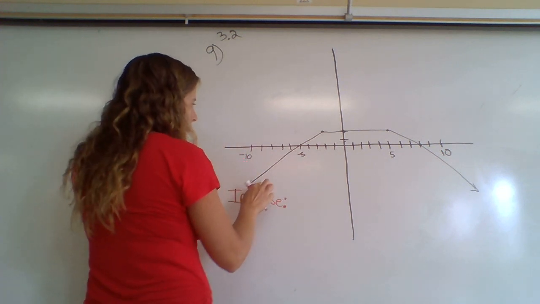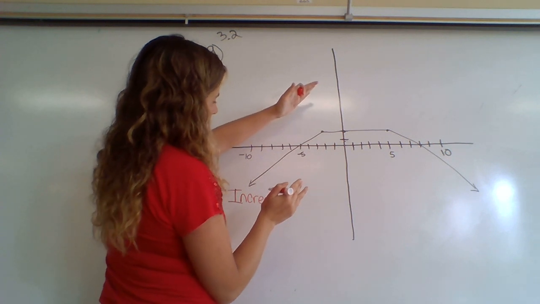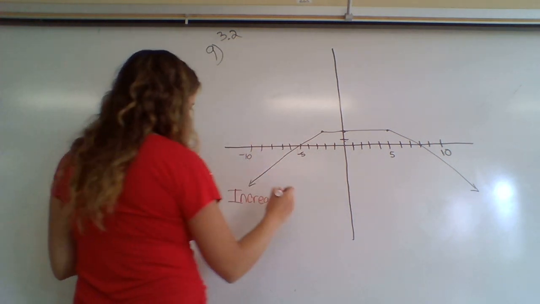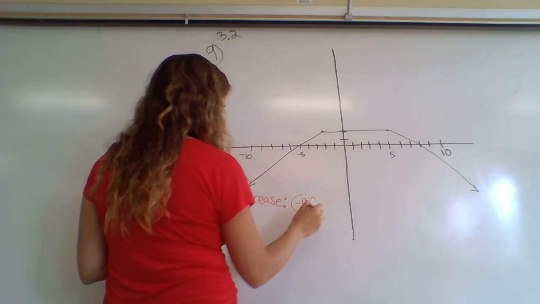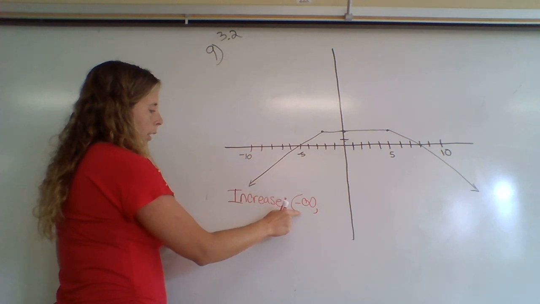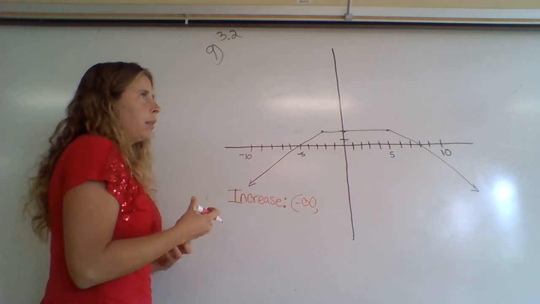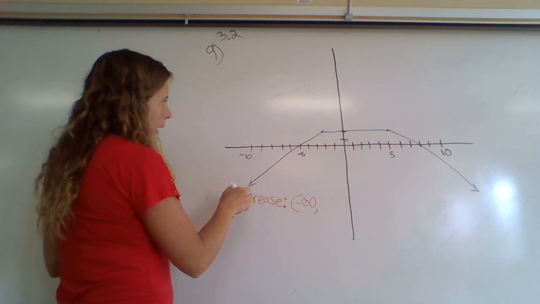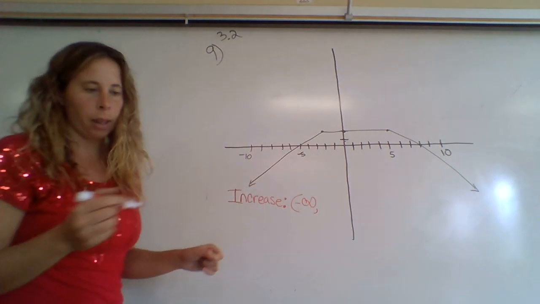Okay, well, from here to here, I'm going up. I'm increasing. This arrow means it's going on forever in that direction. So that is from negative infinity. So remember, you use a parenthesis when you're dealing with infinity because we're never actually going to hit infinity, right? We're never actually going to hit it. So we use a parenthesis. And then all the way up to, what is this?